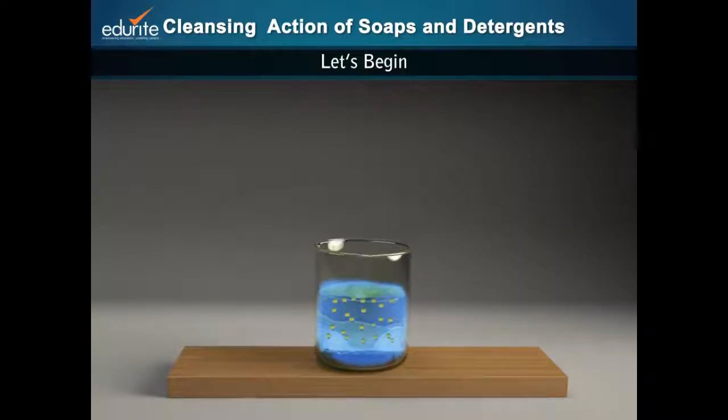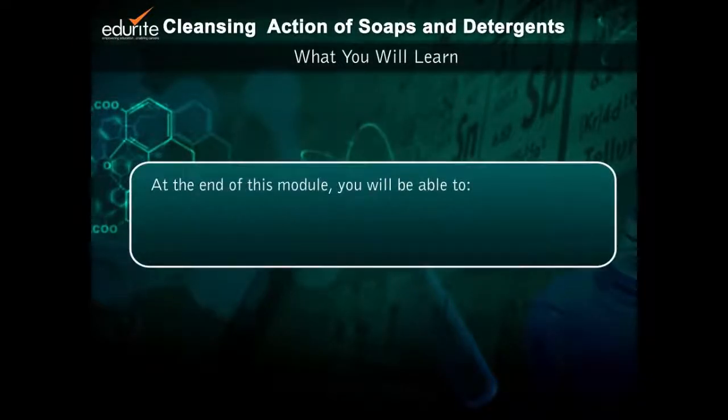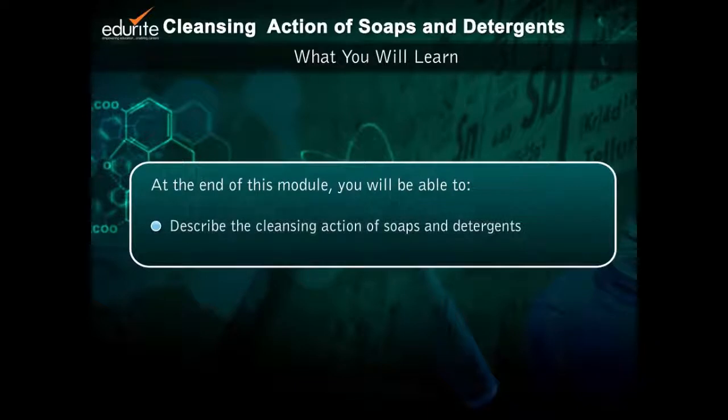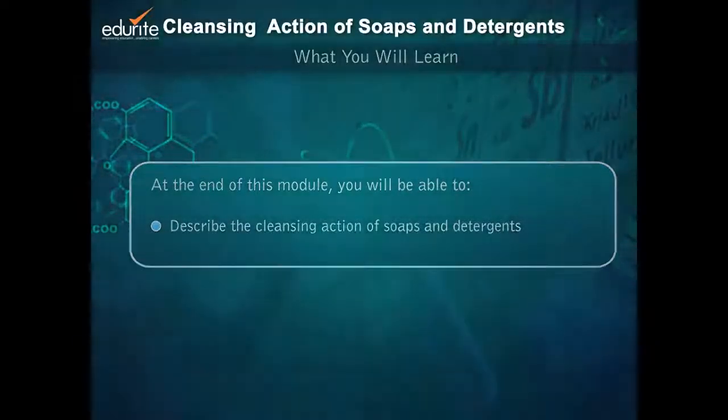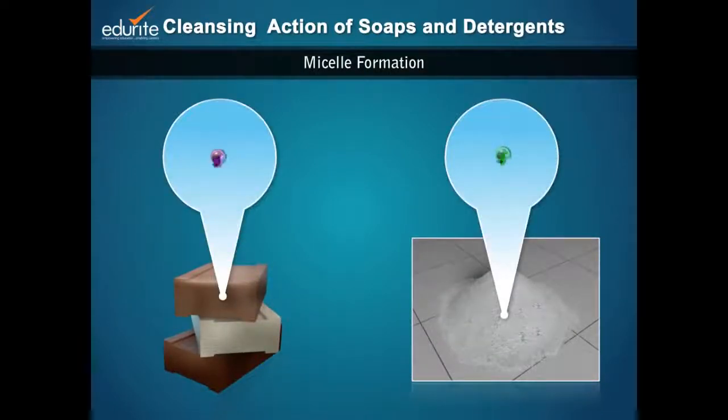Come, let's learn about the cleansing action of soaps and detergents in this module. At the end of this module, you will be able to describe the cleansing action of soaps and detergents. Soaps and detergents are surfactants which help to dislodge dirt and grease by emulsifying them and thus help clean articles. Let's take a look at the molecular structures of soaps and detergents.